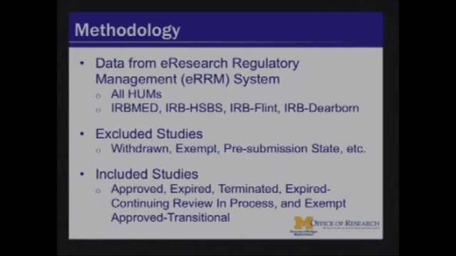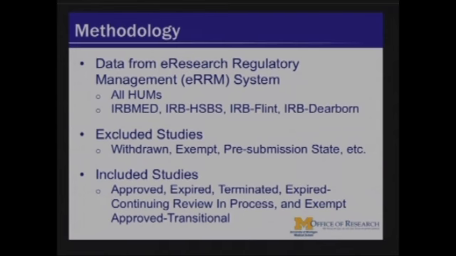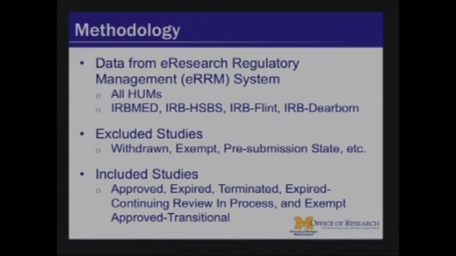So we did a large data pull from the eResearch regulatory management system for all the HUMEs, all the studies from the start of time in eResearch. So it includes IRBMED studies, IRB HSBS studies, IRB Flint, as well as Dearborn. We excluded some studies based on the state because they wouldn't be applicable, such as withdrawn or exempt studies. And the studies that we did include are those with the state of approved, expired, terminated, expired with continuing review in process, and exempt approved transitional studies.